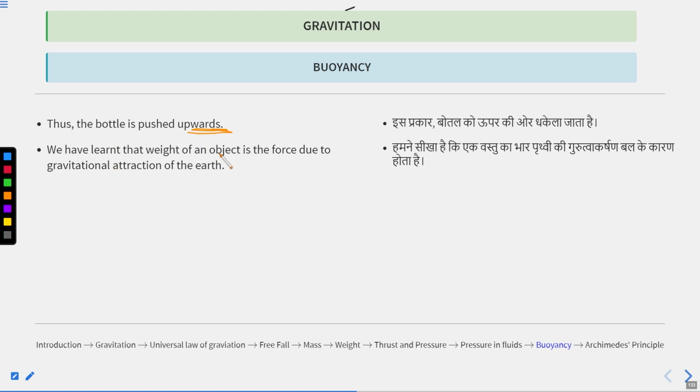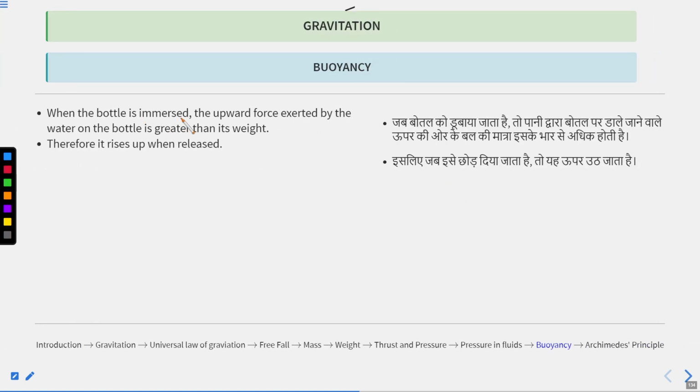We have learned that the weight of an object is the force due to gravitational attraction of the earth. Why does weight exist? Because there is mass, and gravity is pulling it in a downward direction. Weight is mg. Okay, so we know this. But here, when a bottle is immersed, the upward force exerted by the water is greater than the weight of that object and greater than the gravitational force. That's why the object rises up and reaches back to the surface of the water.